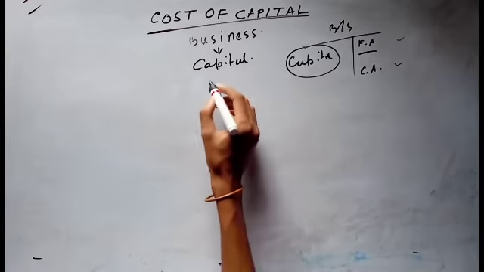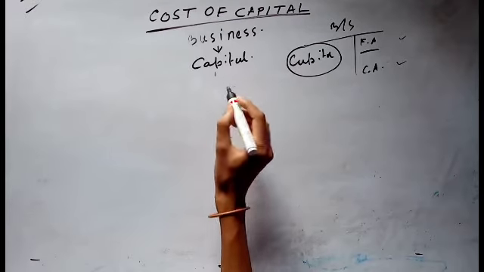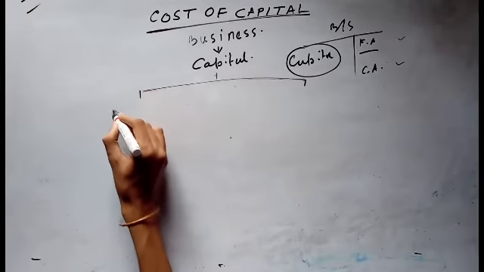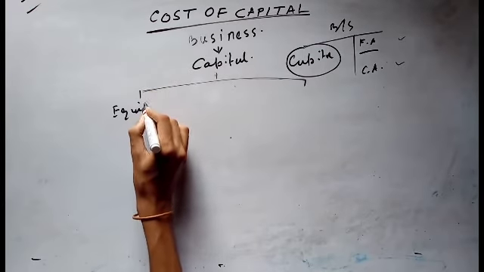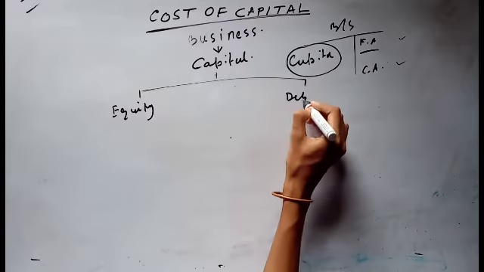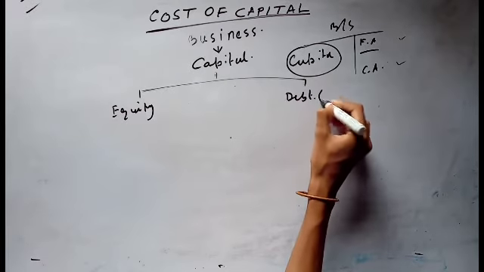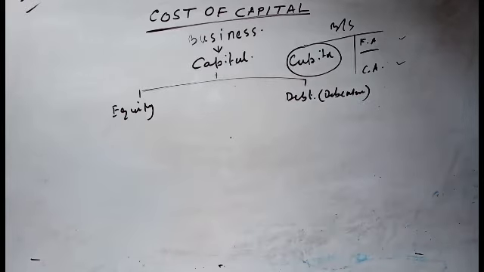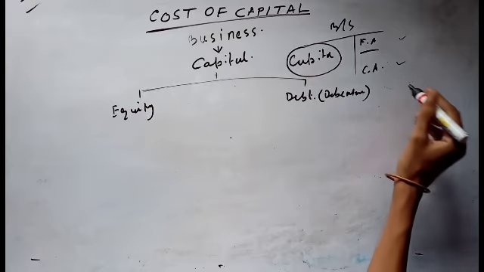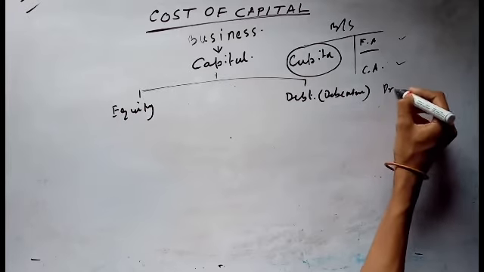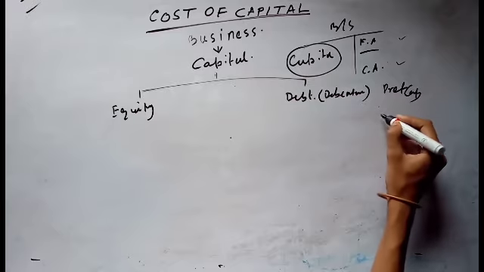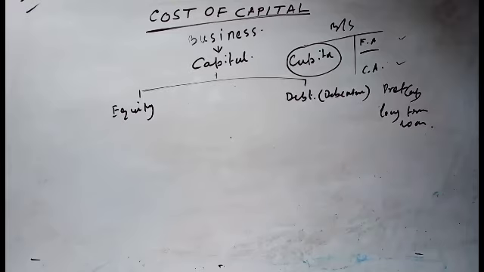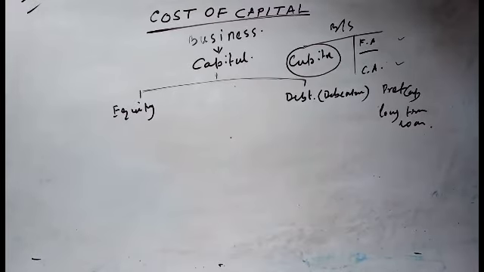So now how will we get this capital? There are especially two kinds of source, which are equity and debt as debenture. There are also some other ways of getting capital, like preference capital, long-term loan, etc. But especially equity and debt.